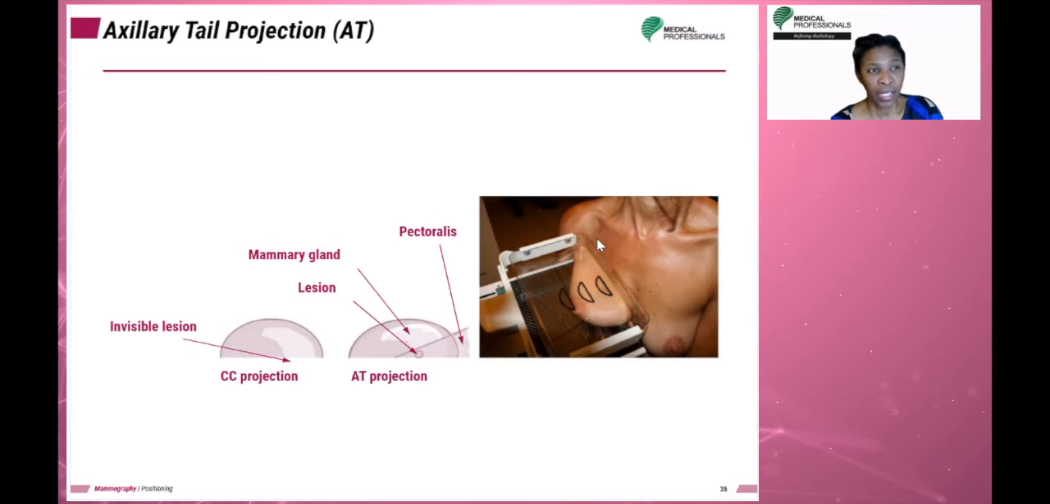You should not image the head of the humerus, however. What you're trying to do is just go just below the head of the humerus with your detector and pull that in. This is also the projection that you can use if you have folds in the axillary area because you lifted the breast when imaging the mediolateral oblique. So you can use this to clear up those folds and get a good image of the pec muscle going all the way up into the axilla.